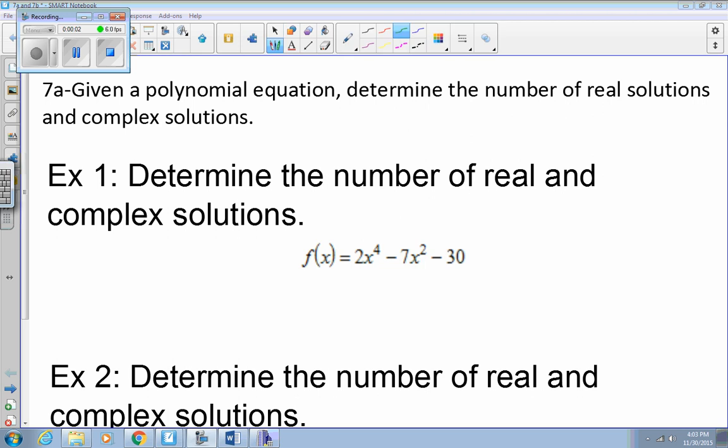Okay, 7A, we did these notes in class, but I'll put them online. So 7A is we're just given an equation to determine the number of real and complex solutions. First thing, in example 1, look at the biggest exponent.